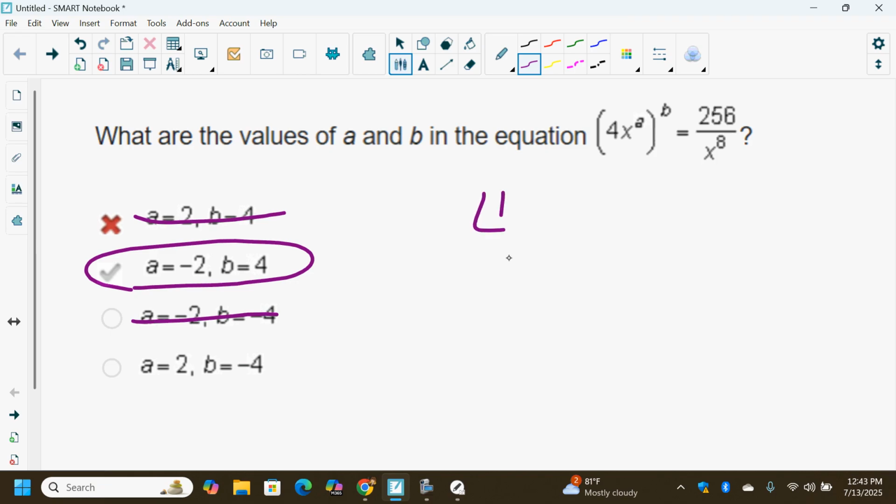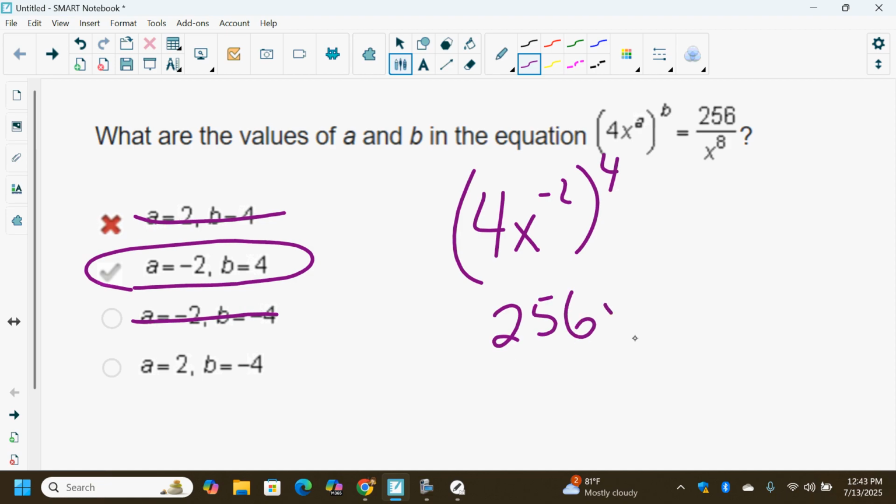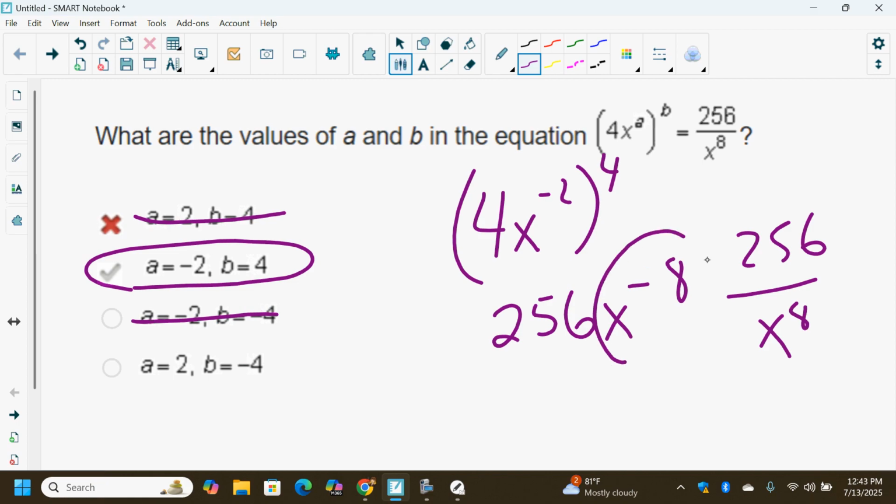So if it was 4x to the negative 2 raised to the positive 4, 4 to the 4th power is positive 256, and that would give me x to the negative 8, which is equal to 256 over x to the 8th. Because using the laws of exponents, the x to the negative 8 would go into the denominator.